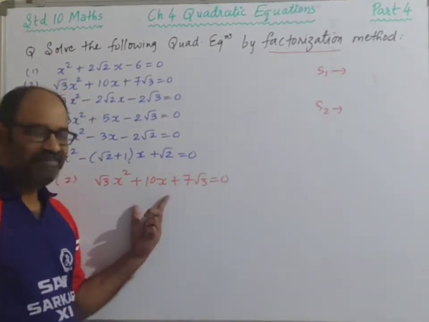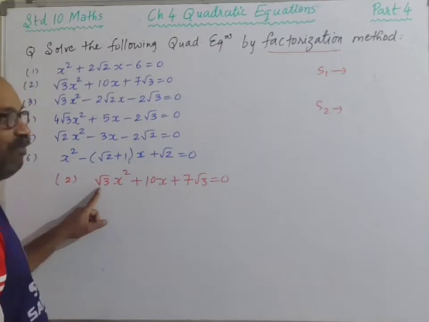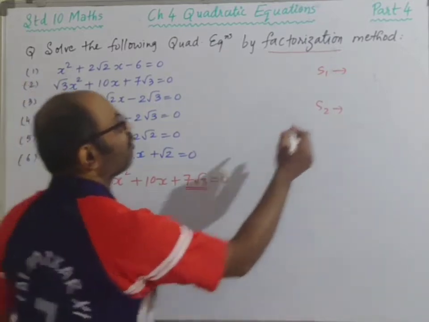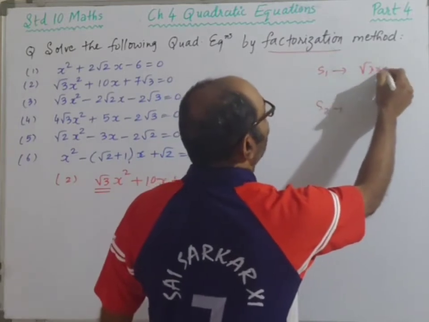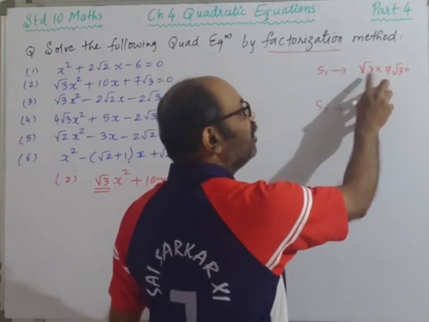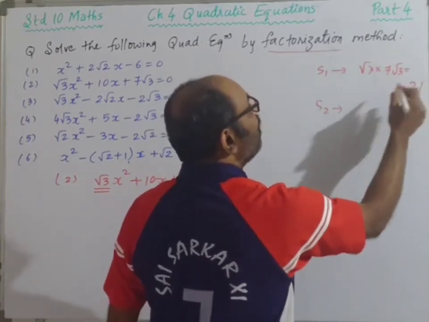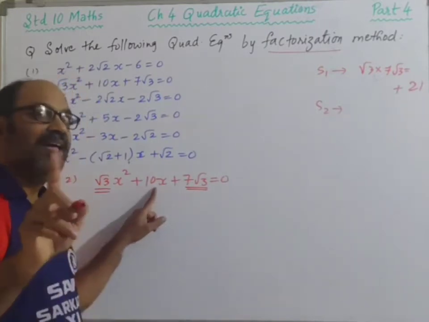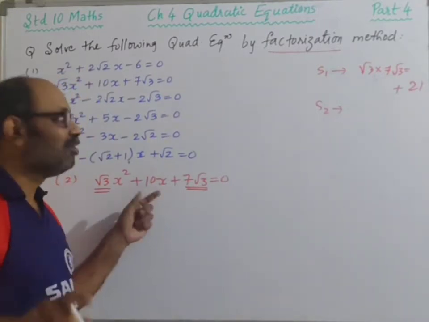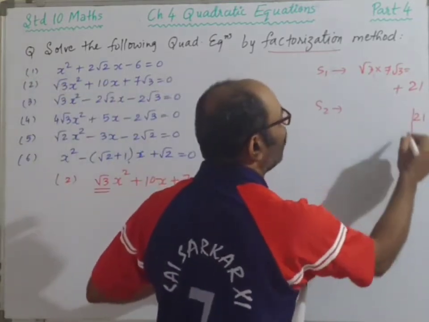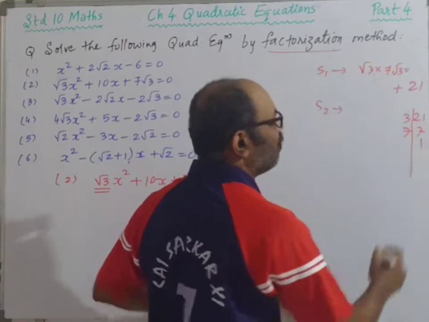And here is the second one. Okay. First step. Coefficient of x square is root 3 and this is 7 root 3. So root 3 into 7 root 3. Root 3 into root 3 is 3. 3 into 7 is 21 and plus. Alright children. Now the middle term has no irrational. So there is no problem. Straight away you find the prime factors of 21. 3 7s are 21, 7 1s are 7.